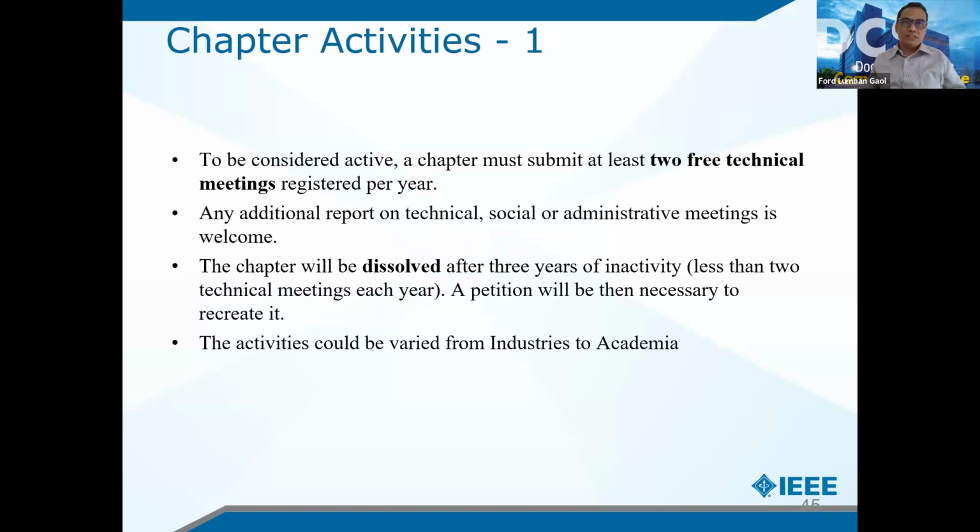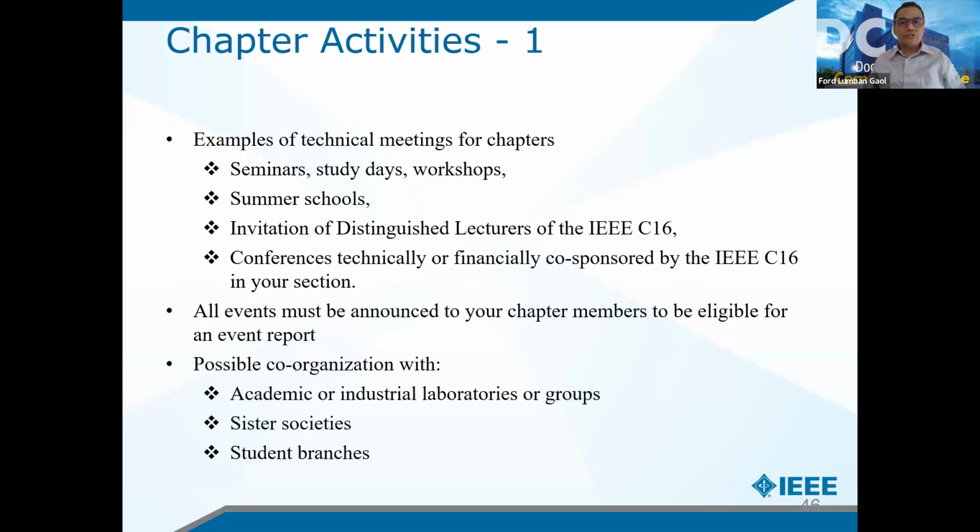So what's the message? The message is that the activities run by me as an individual member and organizer are a very important input to the chapter itself. Any activity such as conferences, seminars, and professional events is important as well. For instance, technical meetings for chapters, seminars, studies, summer schools, invitations. All events must be announced to your chapter's members to be eligible for the event report. And of course, this is possible for organizations with sister societies, student branches, and academia-industry laboratories.